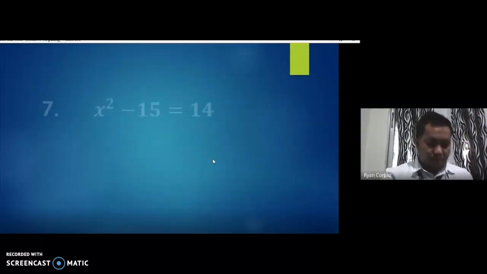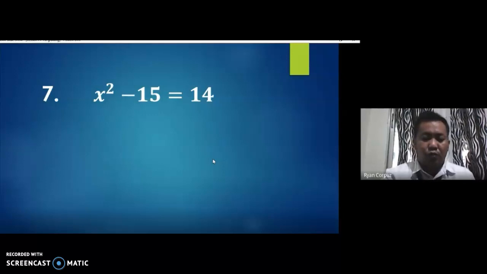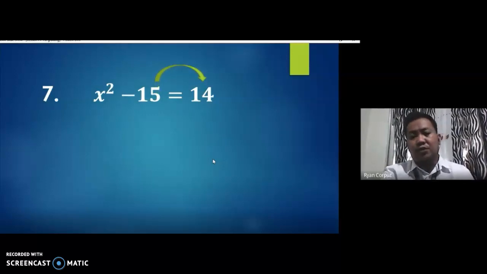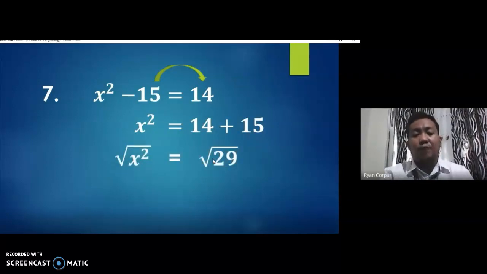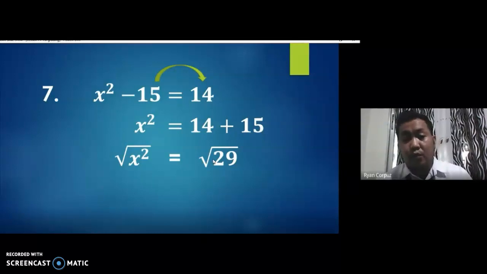Let's try another example. So let's have your example number 7. The given is x squared minus 15 is equal to 14. A similar example to example number 6. So what we're going to do is move the constant term, negative 15 rather, to the right side of the equation, and it will become x squared is equal to 14 plus 15. 14 plus 15 is equal to 29. So that's why we have to get the square root now of both sides of the equation. We know that the square root of x squared is equal to x.